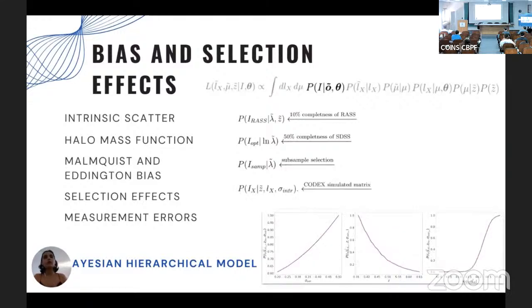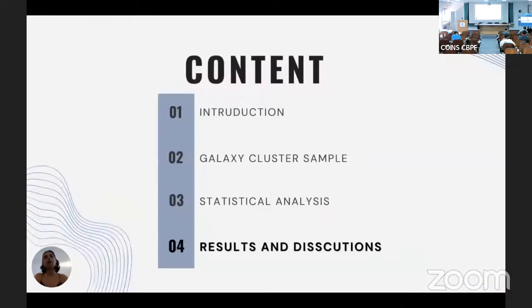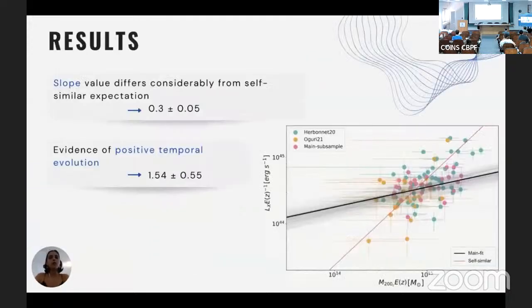And we also used another function, a simulation, that basically tells us the probability of detecting a cluster given its redshift, X-ray luminosity, and intrinsic scatter. So we made this entire model and we then apply it to our sample. And here is our main result.